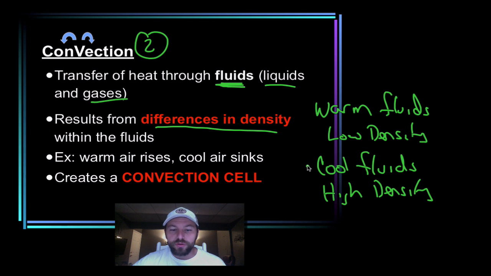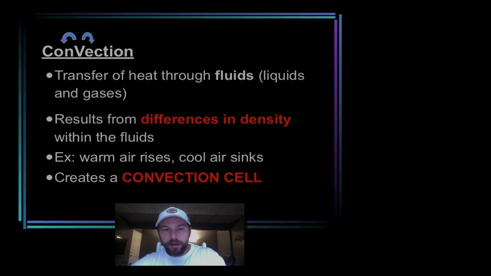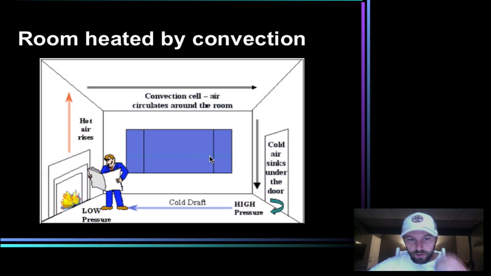movements. These movements create convection cells. We can see this with warm air rising, cool air sinking. And you'll see with the diagram coming up how these convection cells work. So over here we have a little fire right here. In our little fireplace, wood burning stove, doesn't make a difference, but it heats up the air around it. So the air heats up. When the air heats up, it rises.